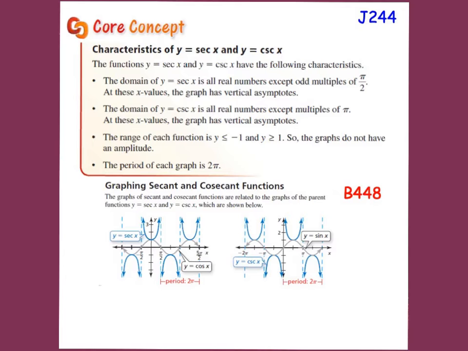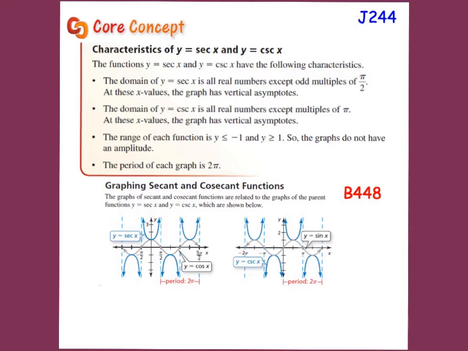Core concept, the characteristics of graphing y equals secant x and y equals cosecant x. You remember that secant x is the reciprocal of the cosine function and cosecant x is the reciprocal of the sine function. So the functions secant x and cosecant x have the following characteristics. The domain of y equals secant x is all real numbers except multiples of pi over 2. At these x values, the graph has vertical asymptotes.